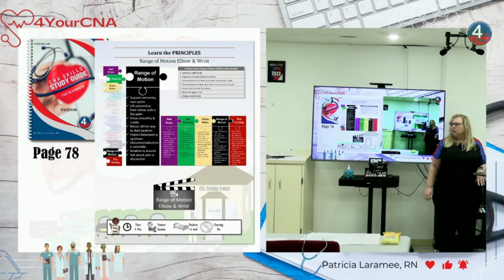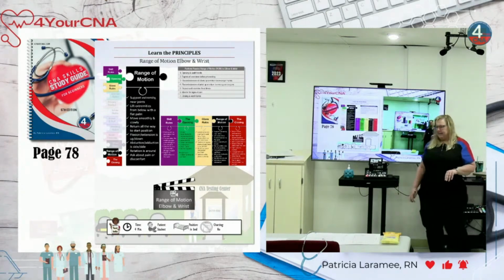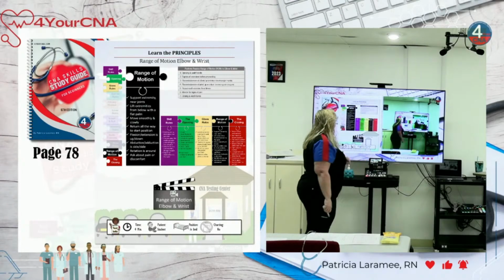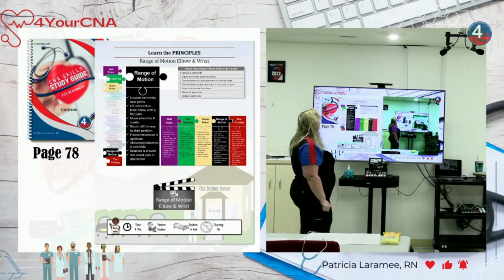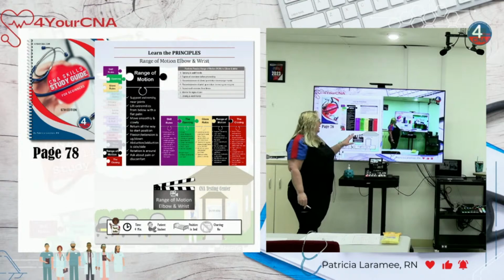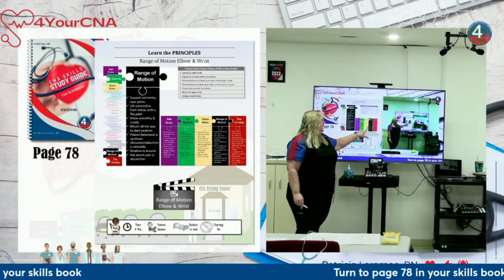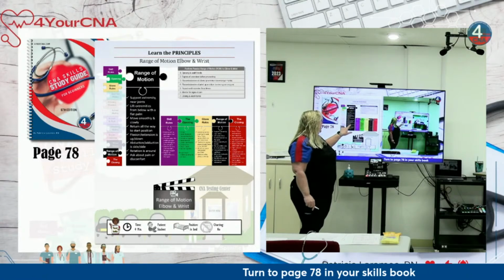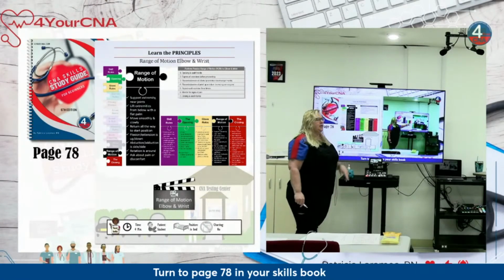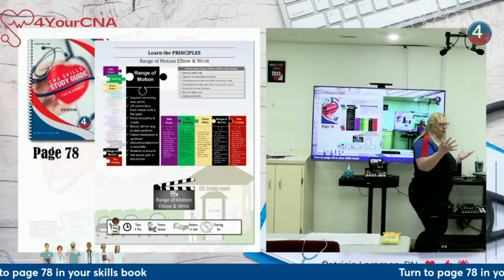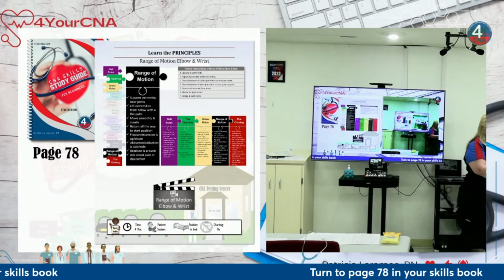All right, so we're going to learn another range of motion today. And this is going to be on page 78 of your skills book. And these are the principles involved. We're going to follow the care plan. We're going to do the opening. We're going to evaluate if we need gloves. We'll do the steps involved with range of motion, and we'll do the closing. You guys already know how to do this. You just don't know that you know. So let me help you with that, okay?